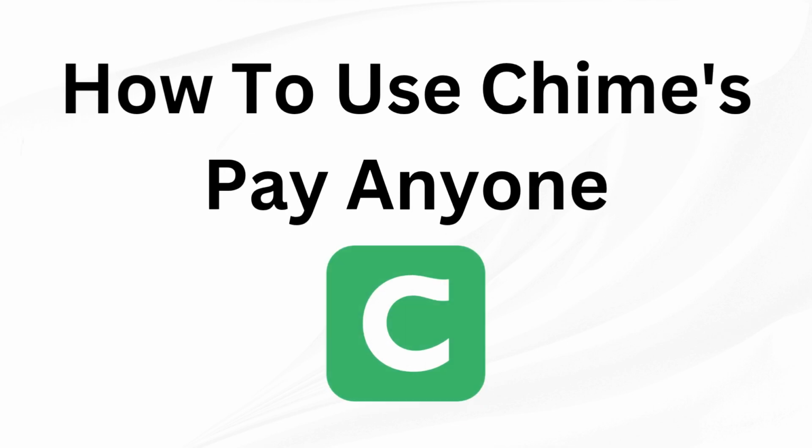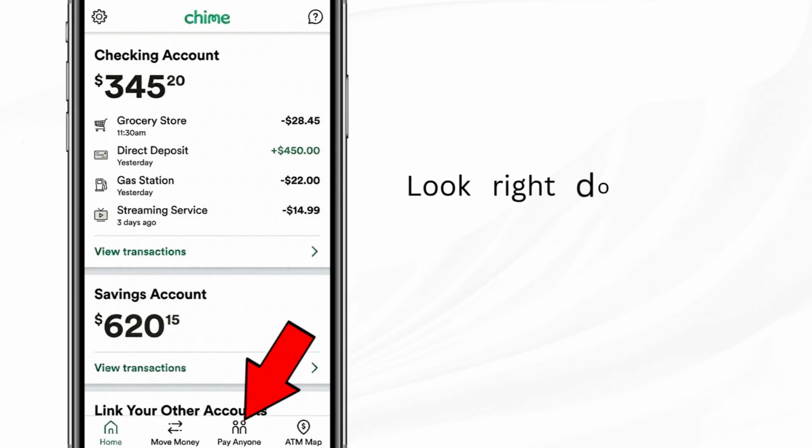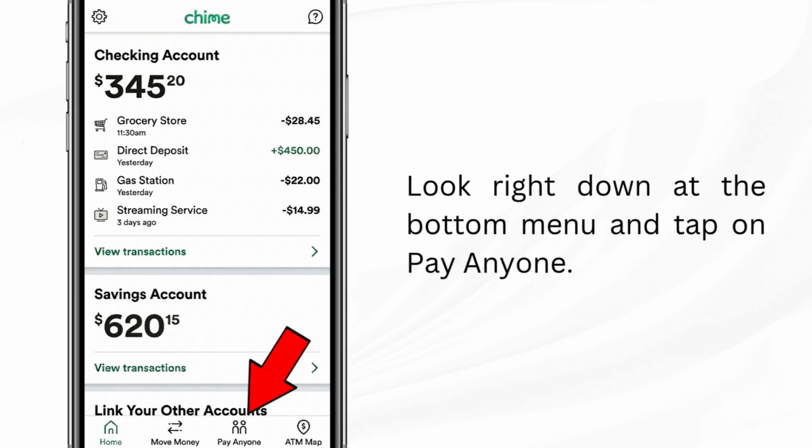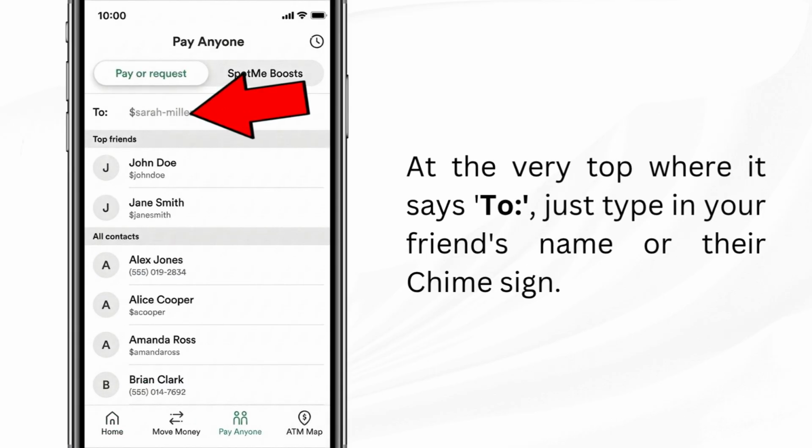How to use Chime's Pay Anyone. First things first, go ahead and open your Chime app. Look right down at the bottom menu and tap on Pay Anyone. At the very top where it says To, just type in your friend's name or their Chime sign.